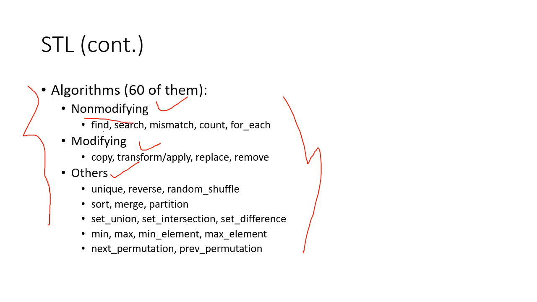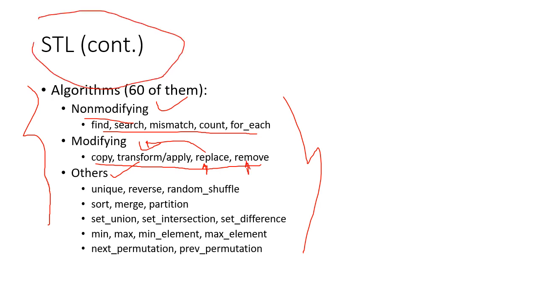Okay, that's why it's written over here. Copy, transform, apply, replace, remove: these are actually meant for modifying. Copy you can modify. Replace is another one used for modifying. Then remove also. These are the standard libraries that are basically used for modification, and these others are not used for modification.